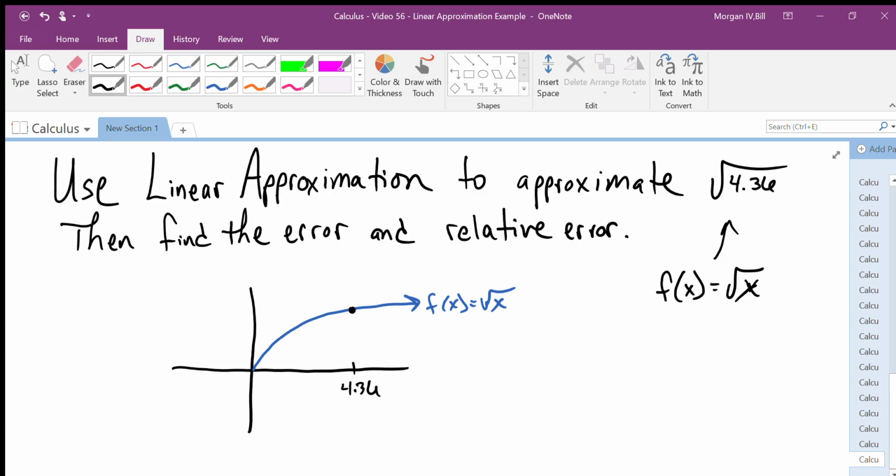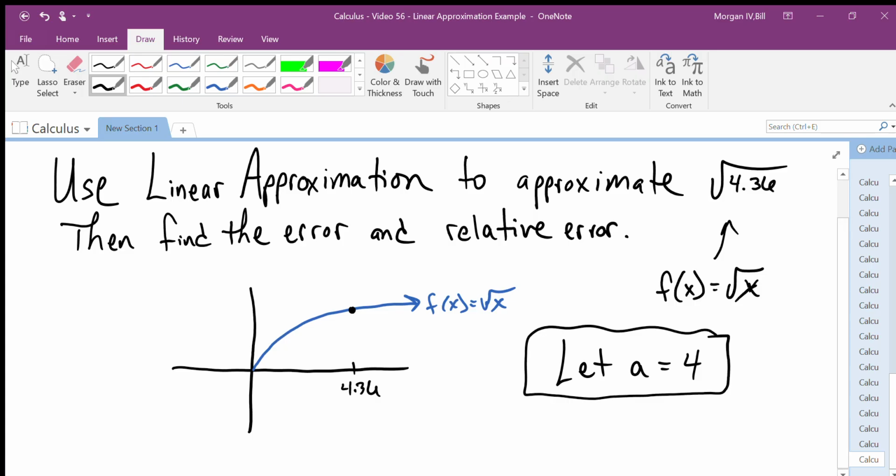What we're going to need to do is to find an a value somewhere close to 4.36 that we know the square root of. Right, that should be our first thing. What would we like to let a equal? Let's let a equal 4. Now, if you're doing calculus problems, you may be finding this a on your own, or it may be given to you in the problem. Okay, we're going to let a equal 4.